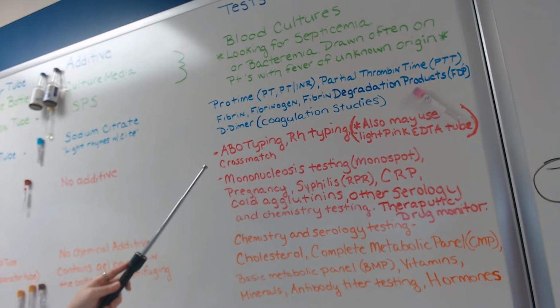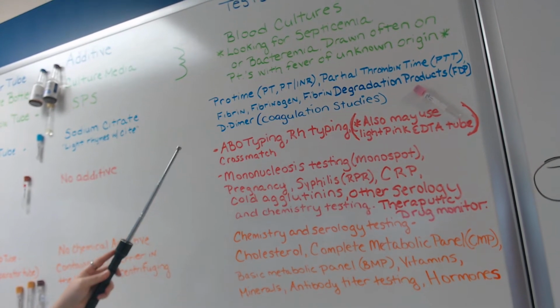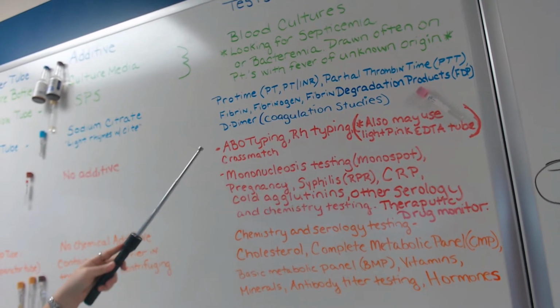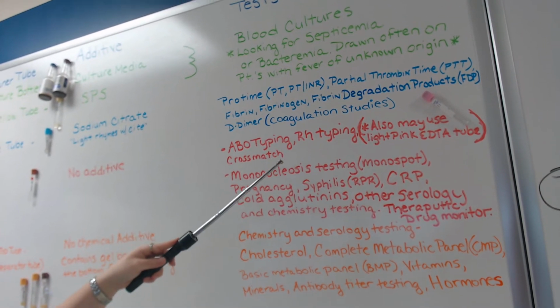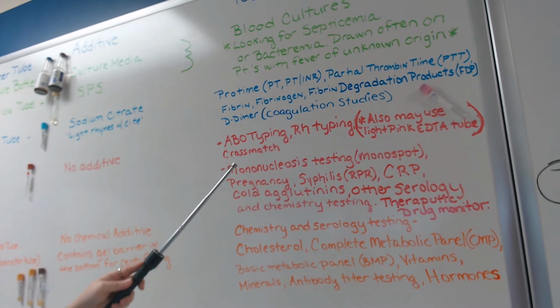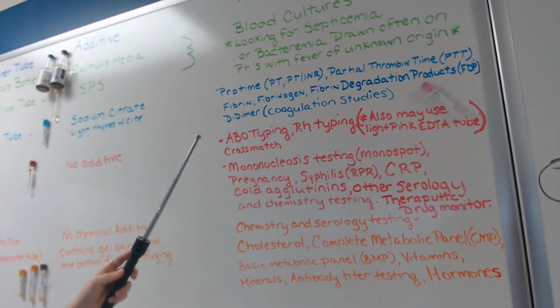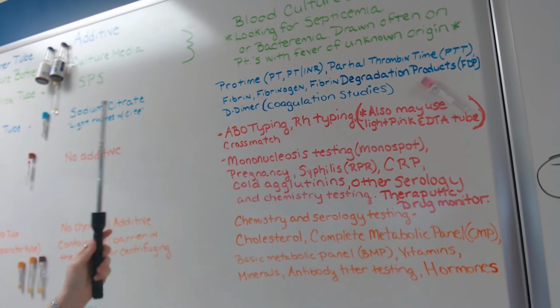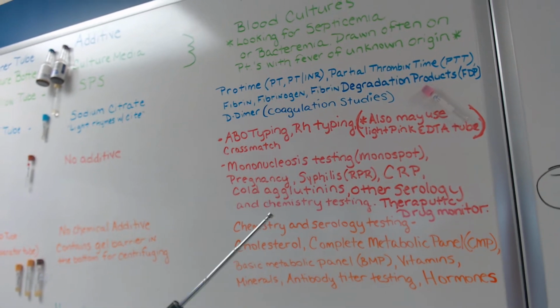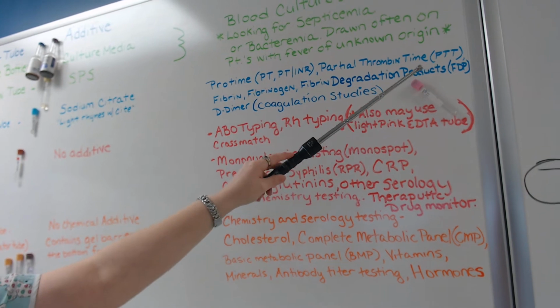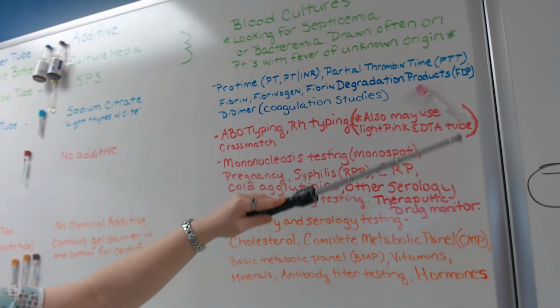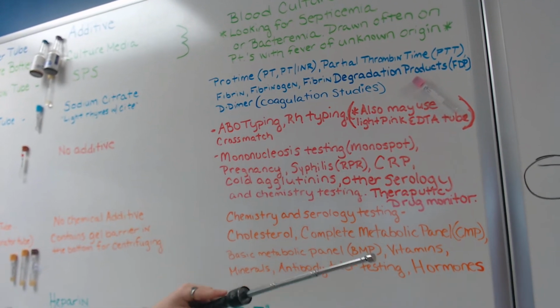Tests that go in there, first, we have blood banking testing, so if we're going to donate blood or for transfusion or to donate to someone else, we have your ABO blood typing, your Rh typing, and crossmatch. For example, some facilities are going to either use the red tube that I just showed you, or they may use this light pink EDTA tube that they'll only use for blood banking. So there are options with that.